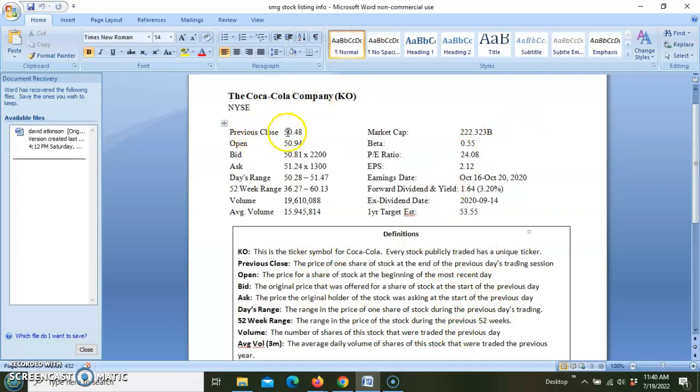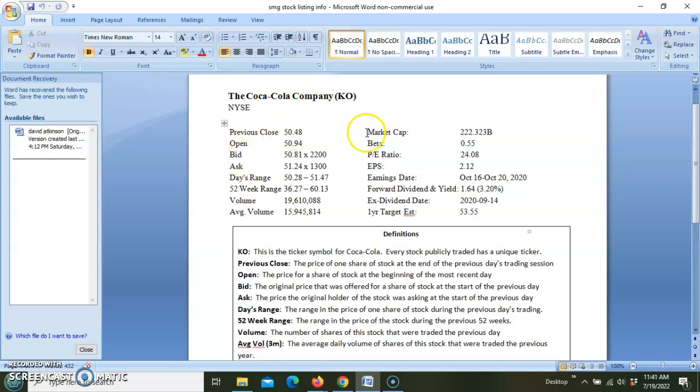Previous close. That means that Coca-Cola stock closed at $50.48 per share on the previous trading day. Okay, that was what the stock ended at yesterday. Today, Coca-Cola opened at $50.94. So that's kind of a good sign for the day. It's opening a little bit higher today than it closed the previous day.